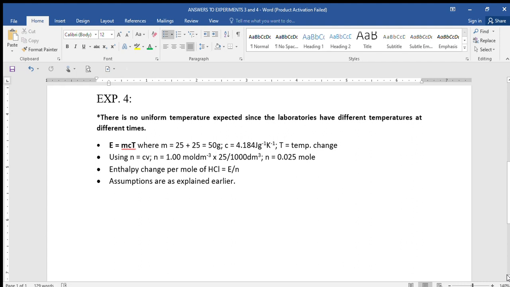So the assumptions are as explained in experiment 3. So that brings us to the end of experiment 4. We move on to experiment 5. Thank you.